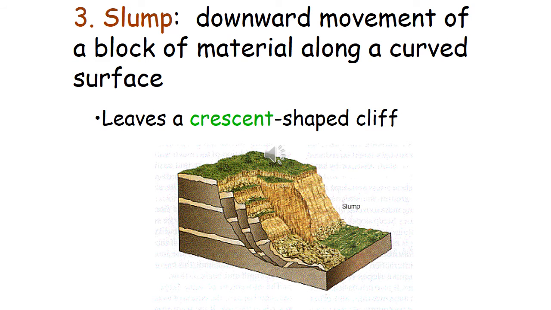All right, our next kind of mass movement is a slump. It's a downward movement of a block of material along a curved surface. If you think about slumping down in your chair, that's kind of what the sediments are doing. They're slumping down the mountain. It leaves a crescent-shaped cliff. That's pretty important. If we see a crescent-shaped cliff, we know that probably a slump occurred there.